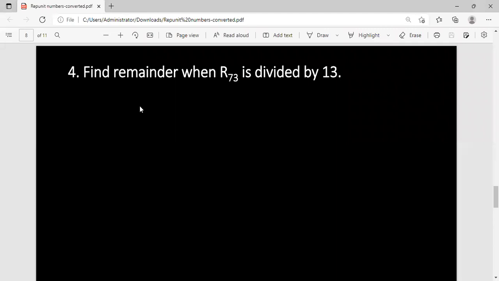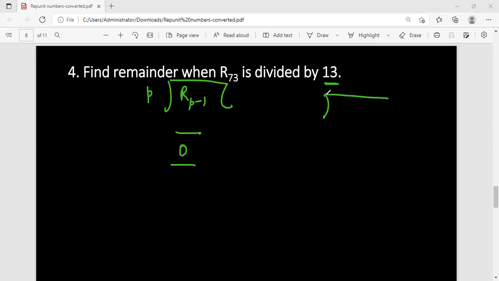Yeah, now this was an easy sum. Why? Because 13 is a prime number. What is the question? Find remainder when R73 is divided by 13. As I told you that RP minus 1 is always divisible by P. Since P 13 is a prime number, so I can say R12 will be divisible by 13. So 12 times written 1. Repetition of unity 12 times. So it will be divisible by 13, right?